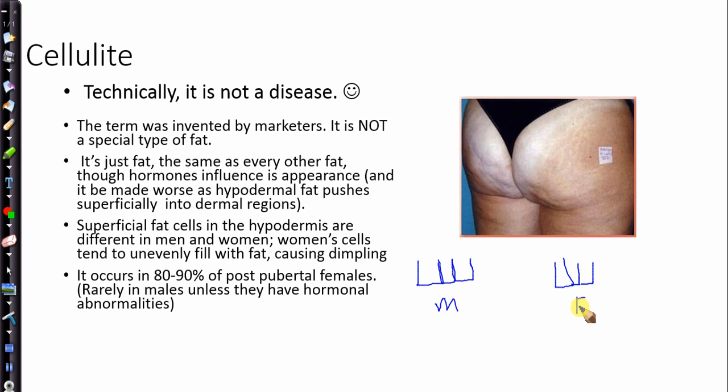What tends to happen because of hormones is males will kind of put their fat in their fat cells more or less evenly. Females, just because of their hormones and how they deposit fat, may actually put their fat in their fat cells unevenly. So the net effect is to have sort of this dimple effect where a male is going to have more or less a straight line effect. So this happens in 80 to 90% of post-pubertal females. It rarely happens in males unless they have hormonal abnormalities, which is why we associate this far more with females than males.